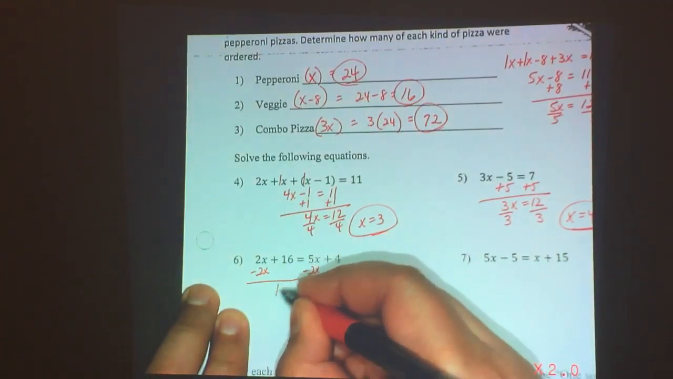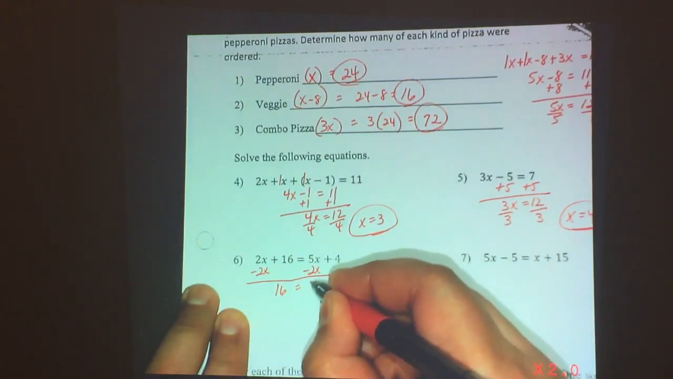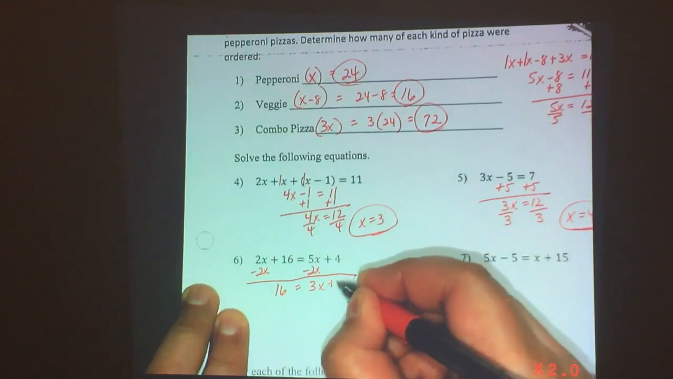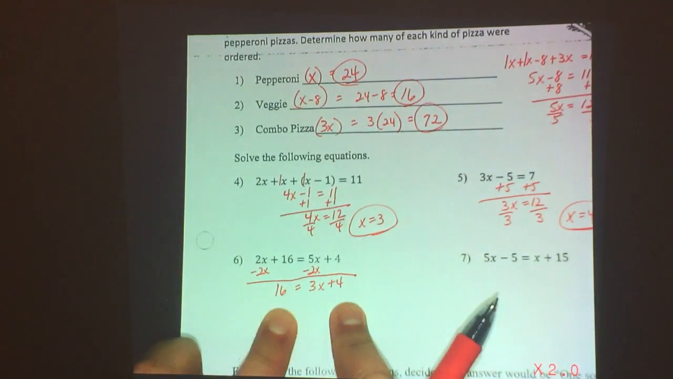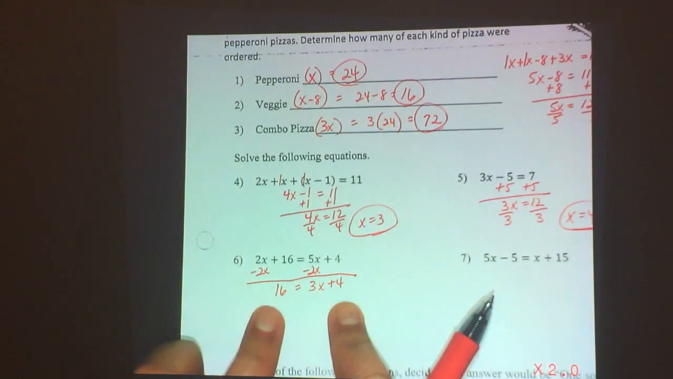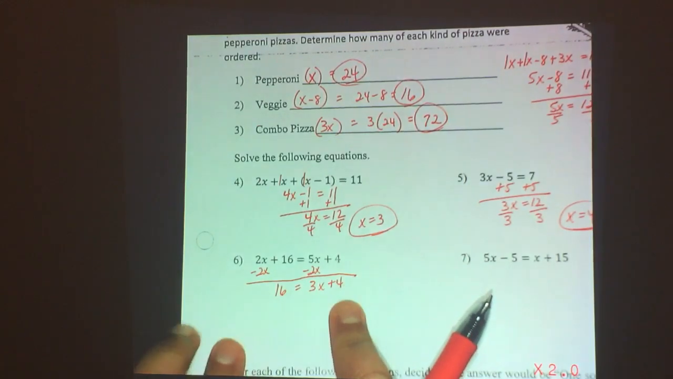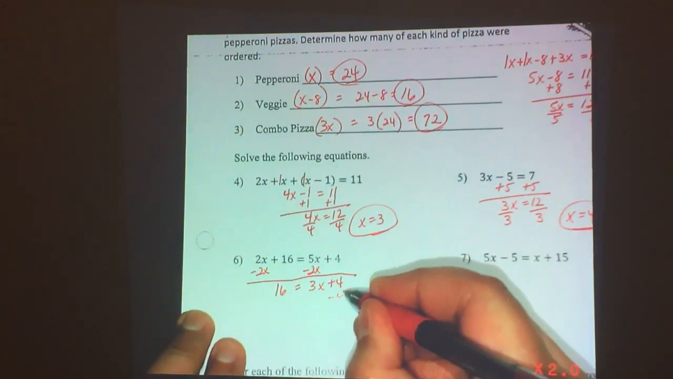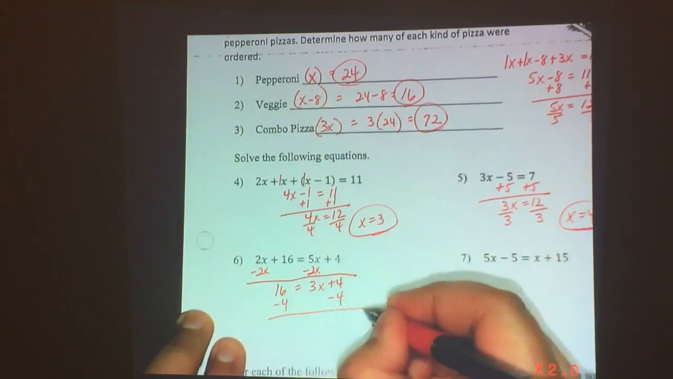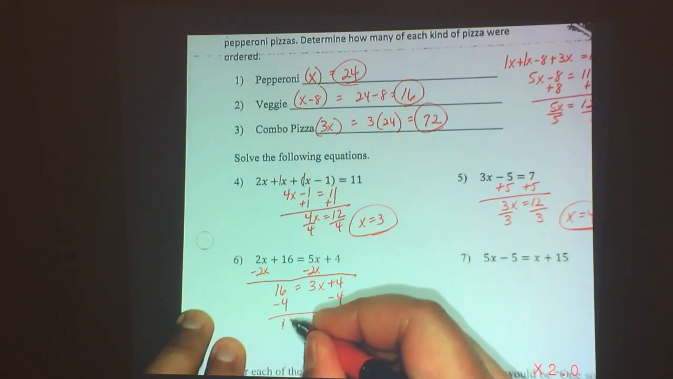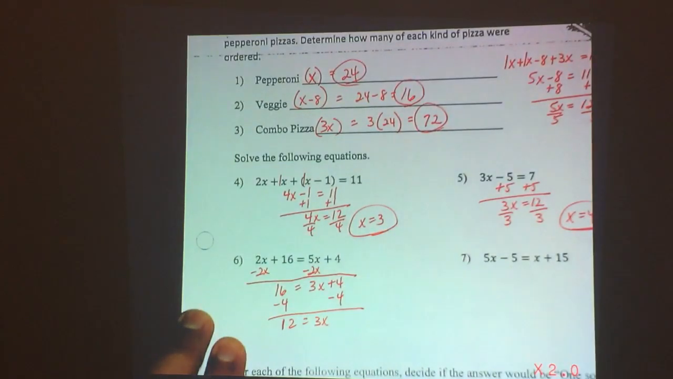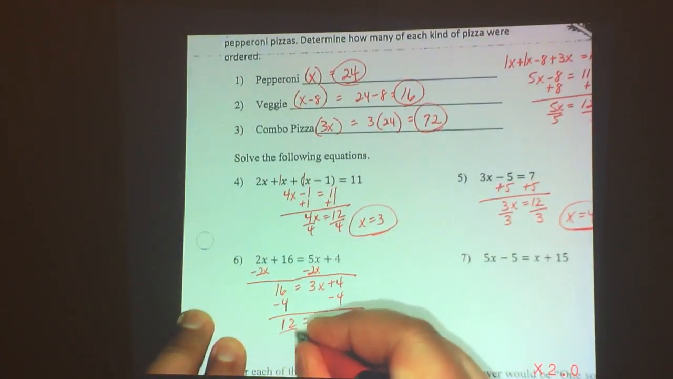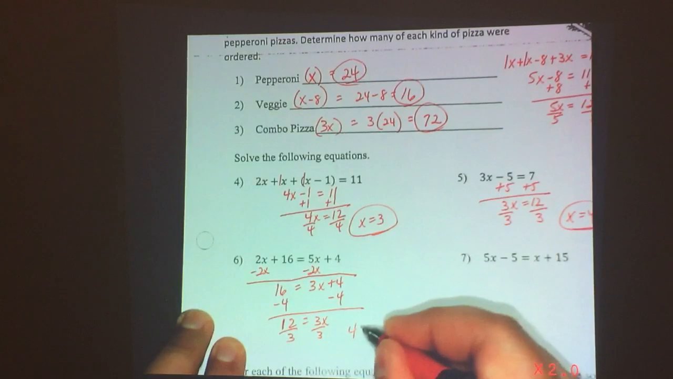Nice. So then I'm left with 16 equals 3x plus 4. Okay, so now this has 4 shaded little squares and this has 16 shaded little squares. What do they have the same that I can balance out? So we'll take away 4 of the shaded squares. And then over here I have 12 equals 3x. And then if we divide by 3, we get 4 equals x.